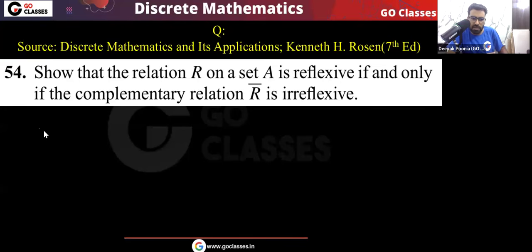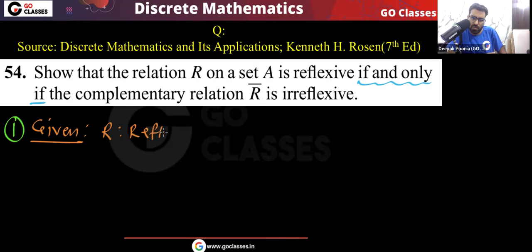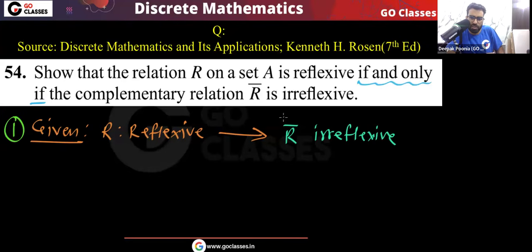Here you can see what we need to prove. Basically, again, this is an if and only if statement. So there are two sides here. What are the two sides? The first side is: given R is reflexive, we need to prove that R complement is irreflexive. This is what we need to prove.